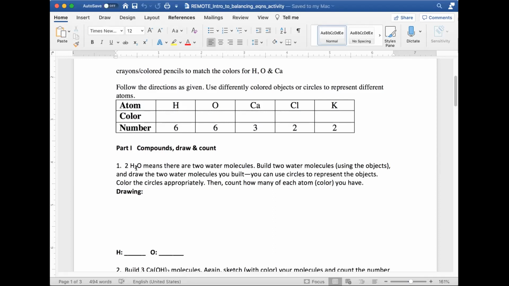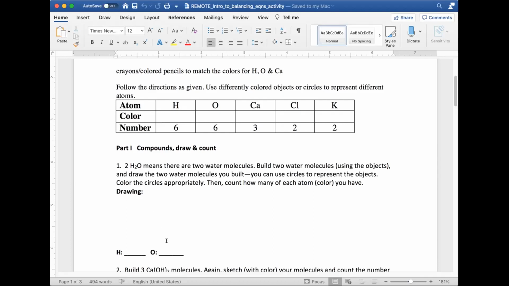So 2H2O altogether, you would have 4 hydrogens, because each water molecule contains 2 hydrogens and you have 2 of them, so 2 times 2 gives you 4. So there ought to be 4 hydrogens. And then because there are 2 molecules of water, each with 1 oxygen, 2 times 1 is just 2.